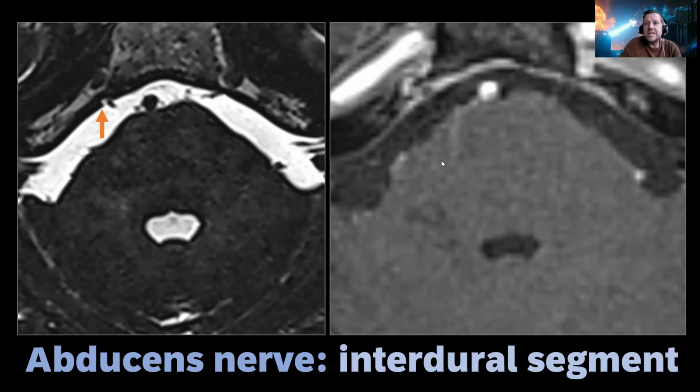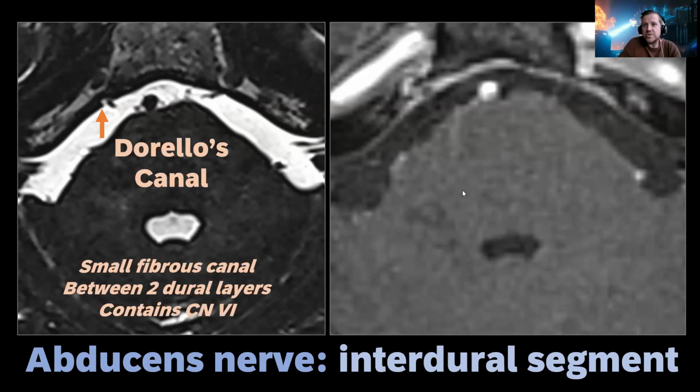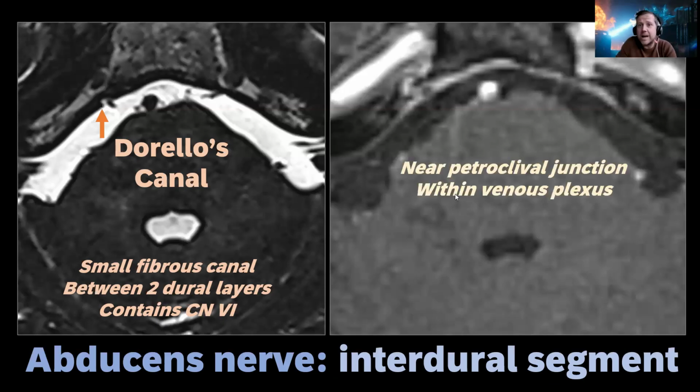If you look at these T1 weighted images with gadolinium, so what is Dorello's canal? I already told you it's a small fibrous canal located between two dural layers containing the abducens nerve, and it is located near the petroclival junction. So here we have the clivus, and here we have the petrous apex. So it's located in this junctional area, situated within the venous plexus located at the back of the clivus.